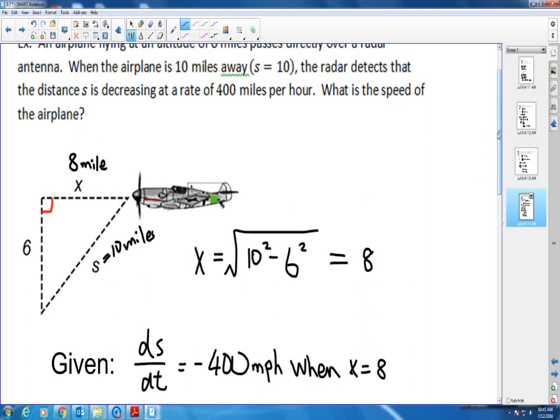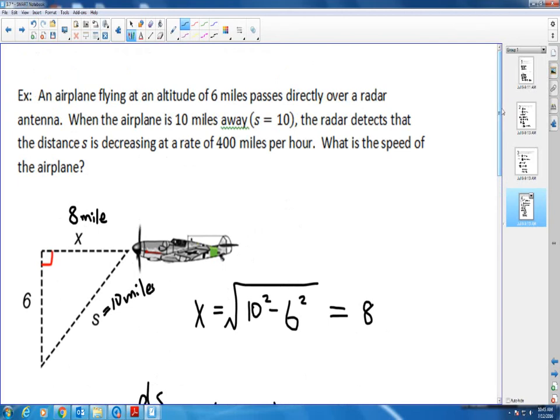Alright. So just a few examples on how to differentiate in respect with time.